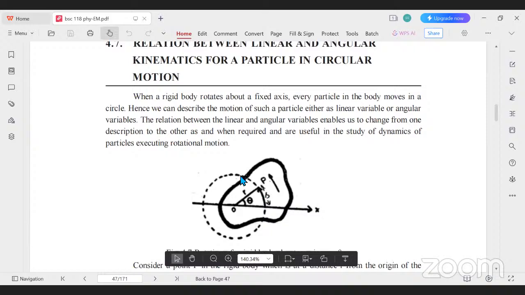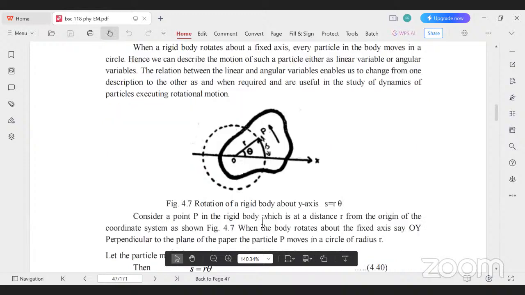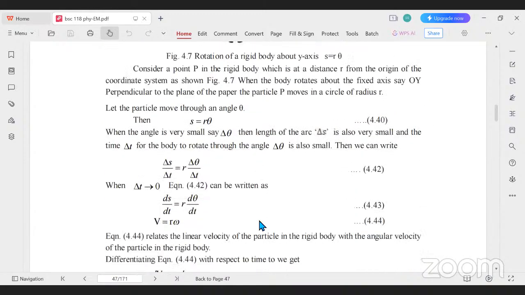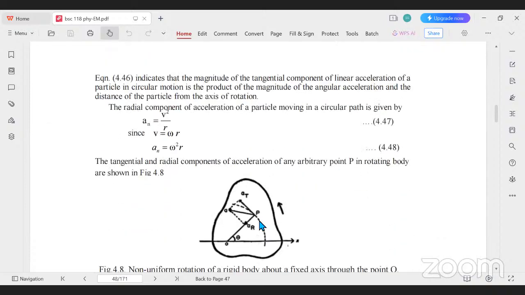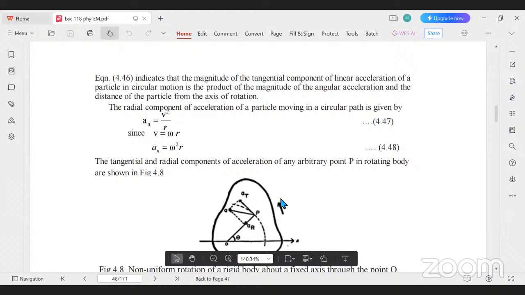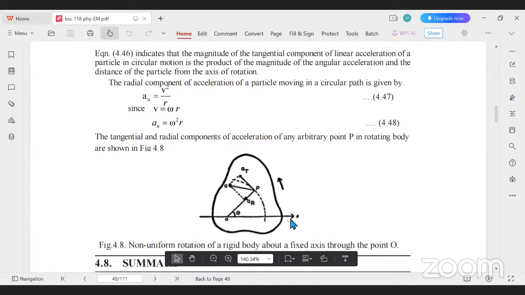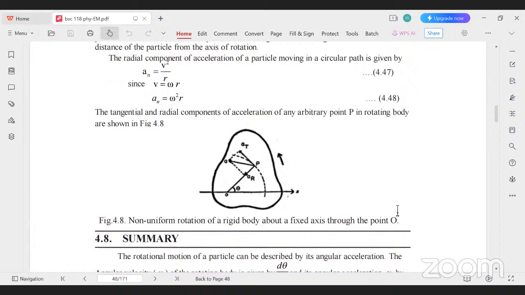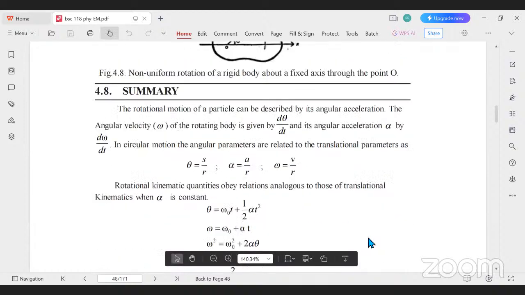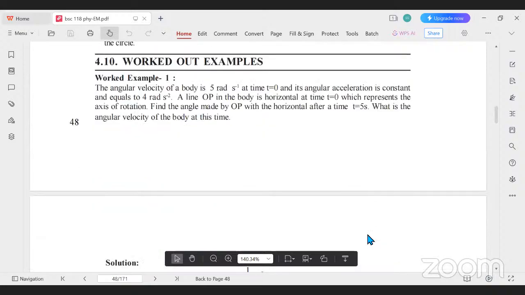So particle means I can take a tire or I can take an electron also. Got it? I can take both examples and I can explain to you. So here, what they are telling is non-uniform rotation of a rigid body about a fixed axis to the point. With this we are going to complete your fourth unit.